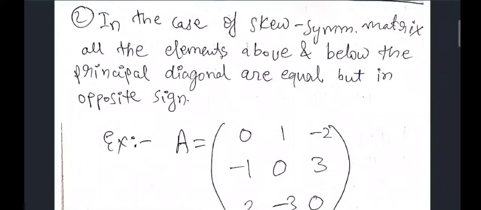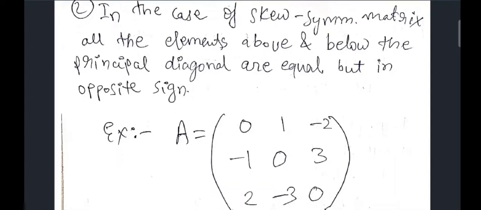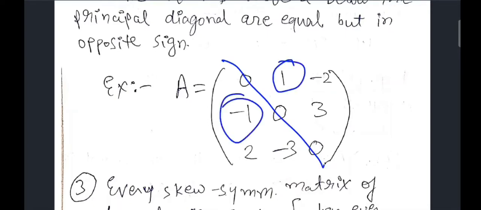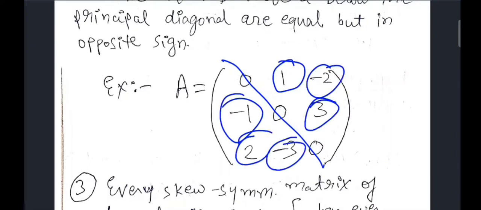Now the second property is, in case of a skew symmetric matrix, all the elements above and below the principal diagonal are equal but opposite in sign. This also I have already told you. This is your principal diagonal, right? So all the elements above and below, you can clearly see that they have opposite sign. This is opposite sign, this is opposite sign. There is nothing worth telling there.